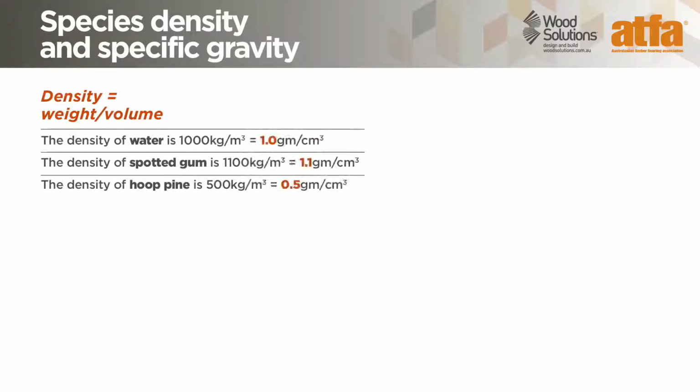We've mentioned both density and specific gravity. So let's discuss the difference, because some meters read wood density and others specific gravity. Density is the weight of the wood divided by its volume. Examples are the density of water is 1,000 kilograms per cubic metre equals 1 gram per cubic centimetre. The density of spotted gum is 1,100 kilograms per cubic metre equals 1.1 grams per cubic centimetre. And the density of hoop pine is 500 kilograms per cubic metre equals 0.5 grams per cubic centimetre.